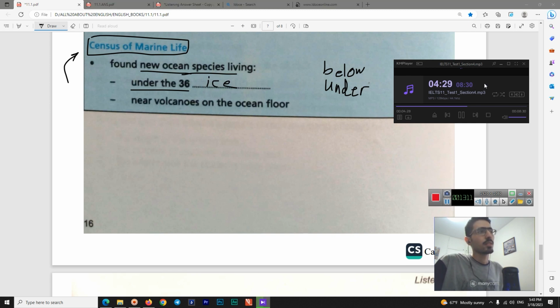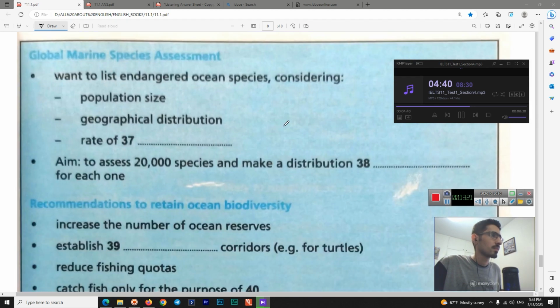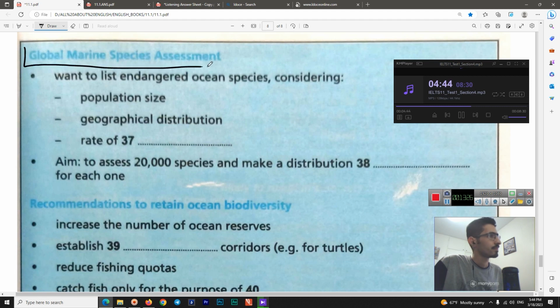There were large numbers of species which live below the ice, sometimes under a layer up to 20 meters thick. Some of these species had never been seen before. They've even found species of octopus living in these conditions.